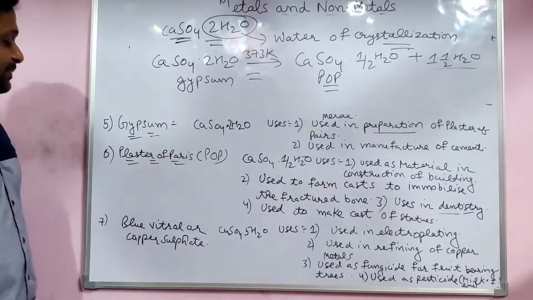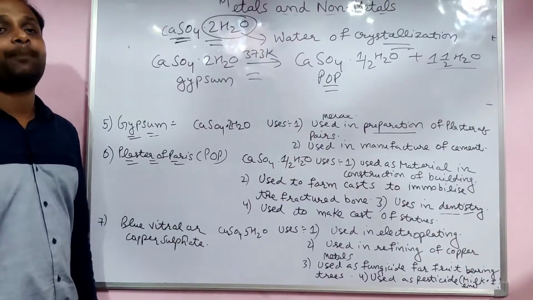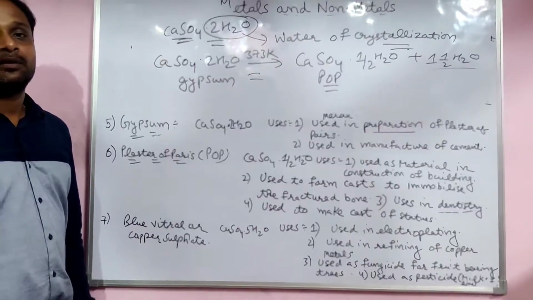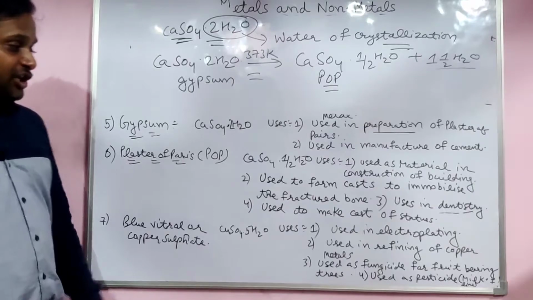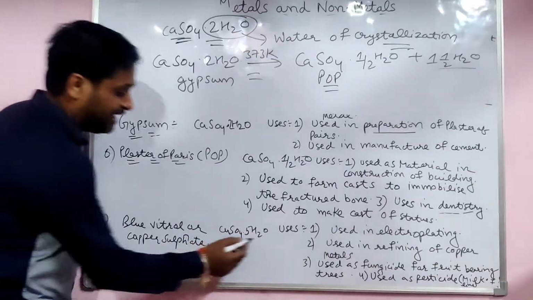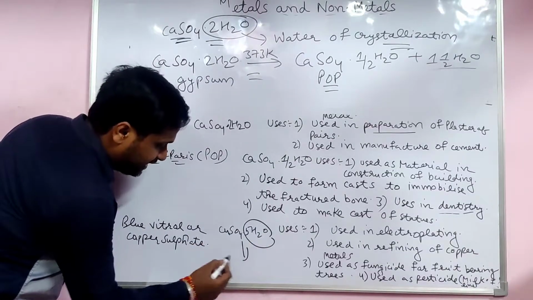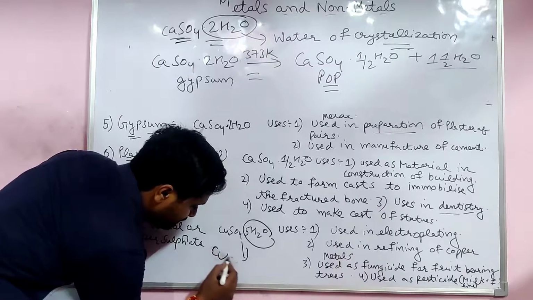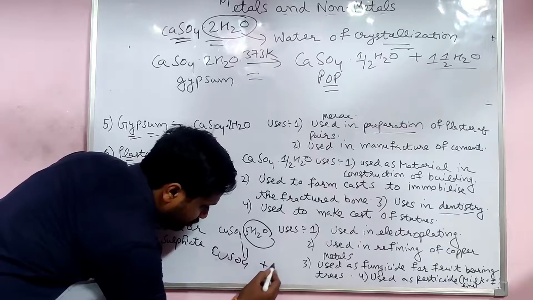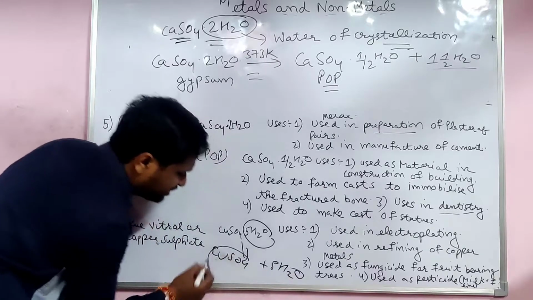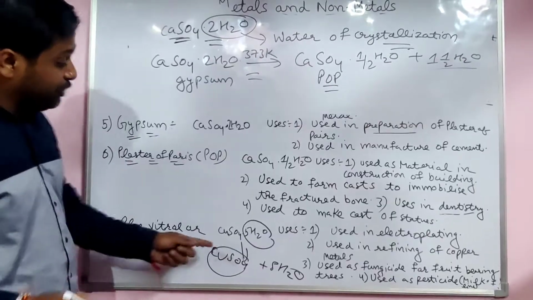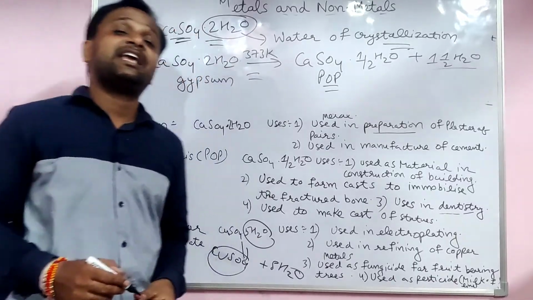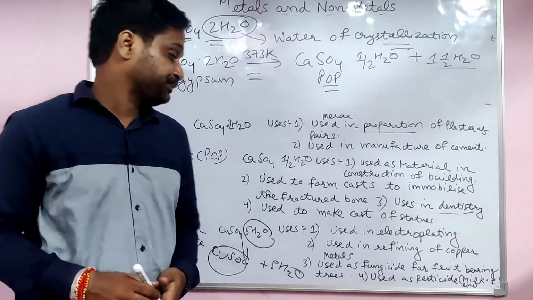Next one is blue vitriol, copper sulfate. It is a poison. Copper sulfate has 5H2O. When you heat it, only copper sulfate is left. It loses the 5H2O, then it becomes colorless. Firstly it is blue only, but when you add 5H2O again, it attains the blue color again.